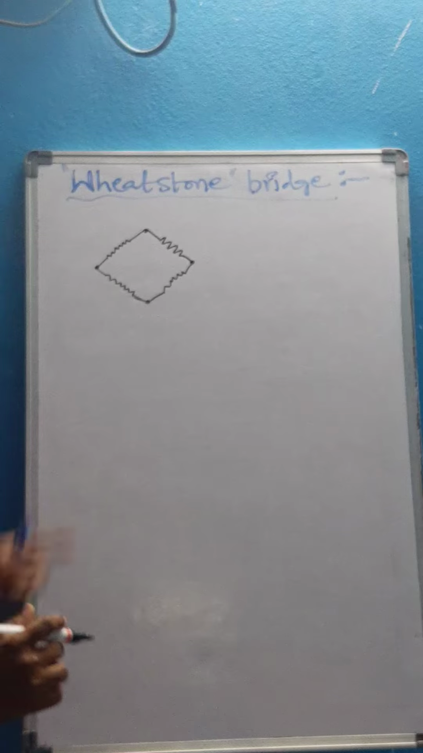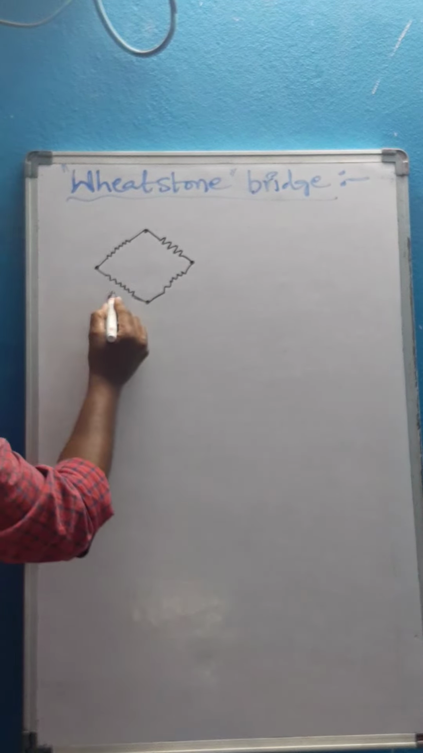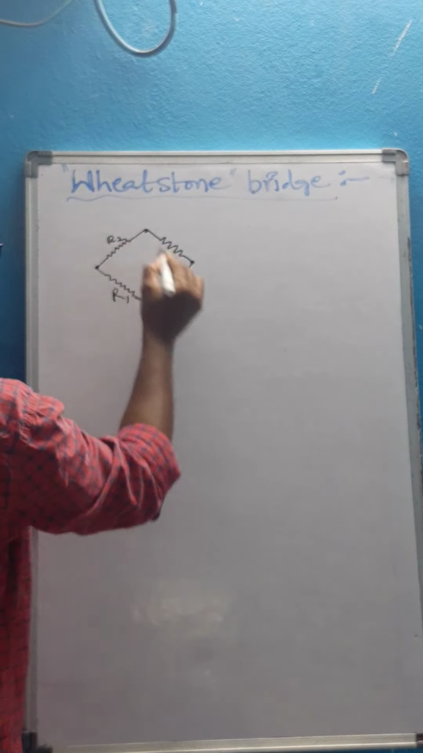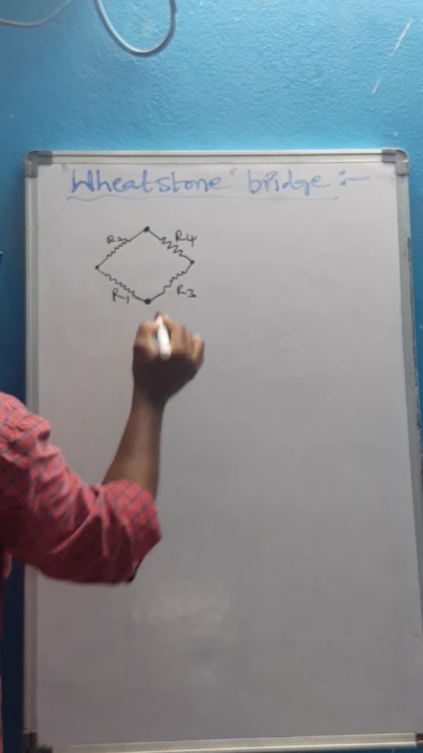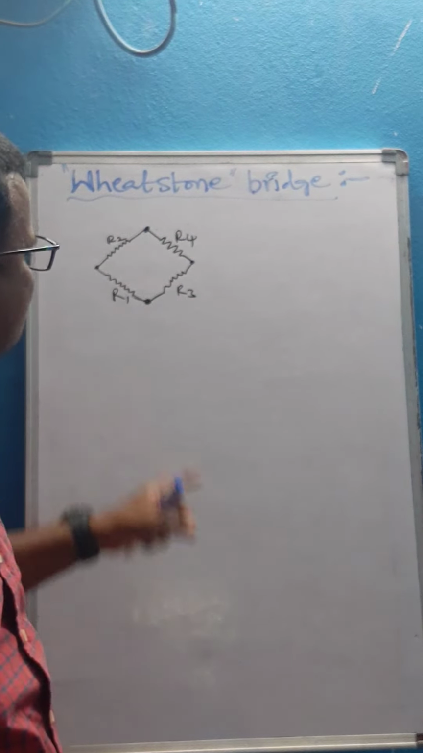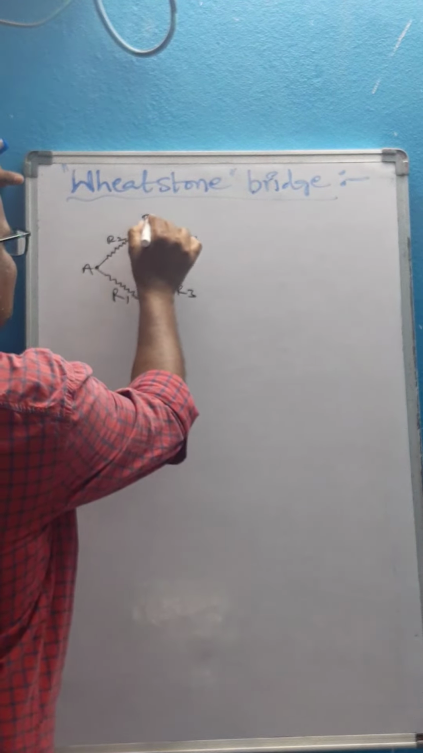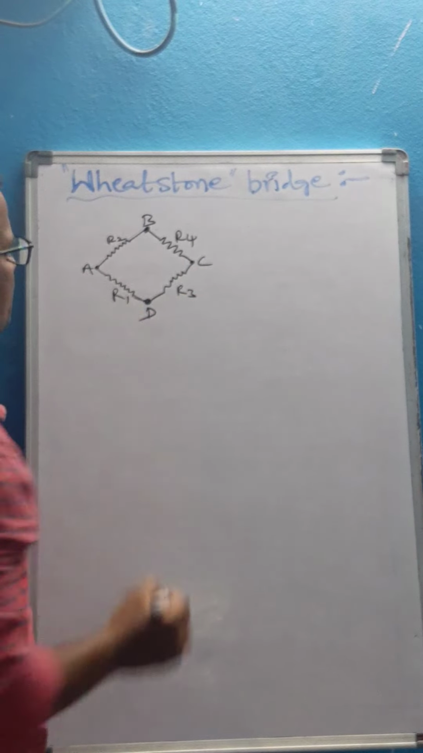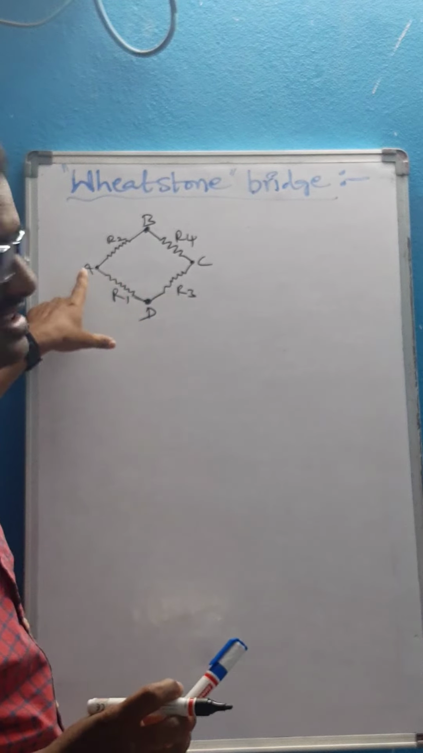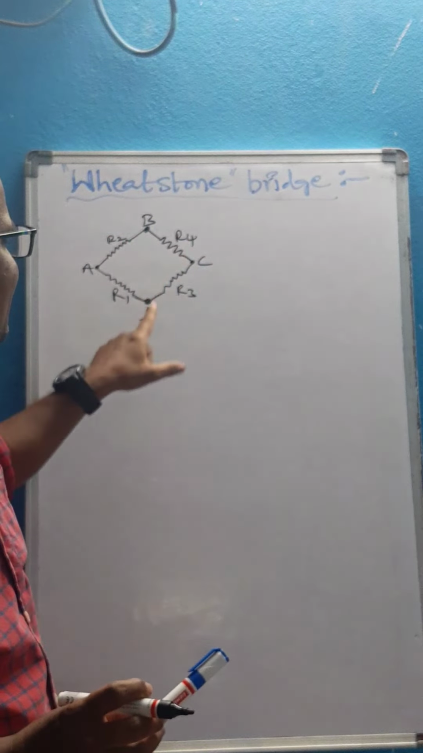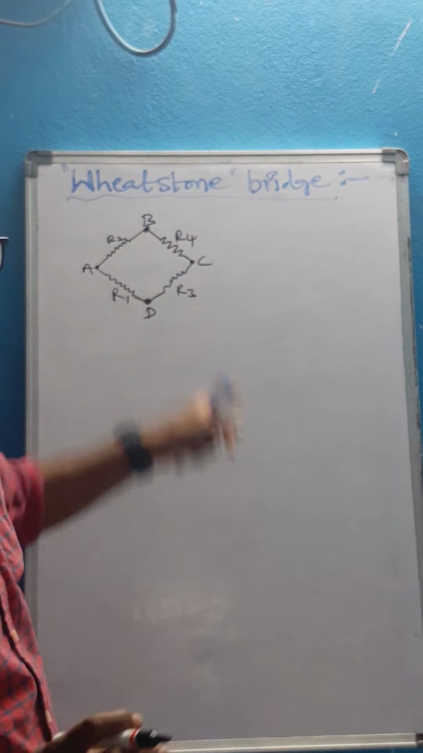Okay, so the Wheatstone bridge has 4 resistors, R1, R2, R3, R4, and these junctions can be taken as A, B, C, D. So it has 4 resistors and 4 corners A, B, C, D.